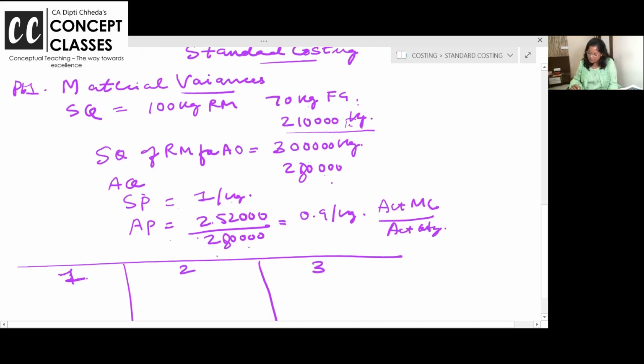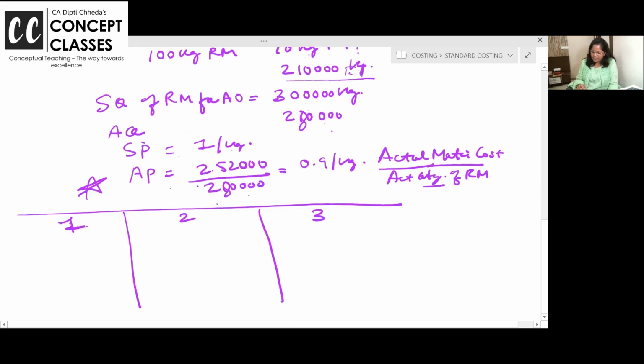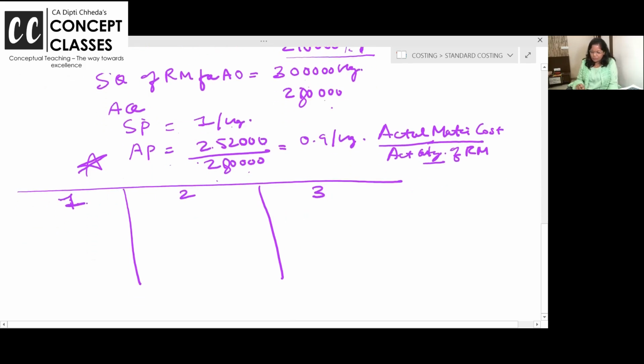What is this, ma'am? Besides 0.9 per kg, actual material cost. I have written how I derived the formula. Actual material cost, how much is it? This is extra I have done, no need to do it. I'll tell you why. And what is the actual quantity of raw material? 280. So what is the per kg rate? 0.9. Now make columns like this: 1, 2, 3.